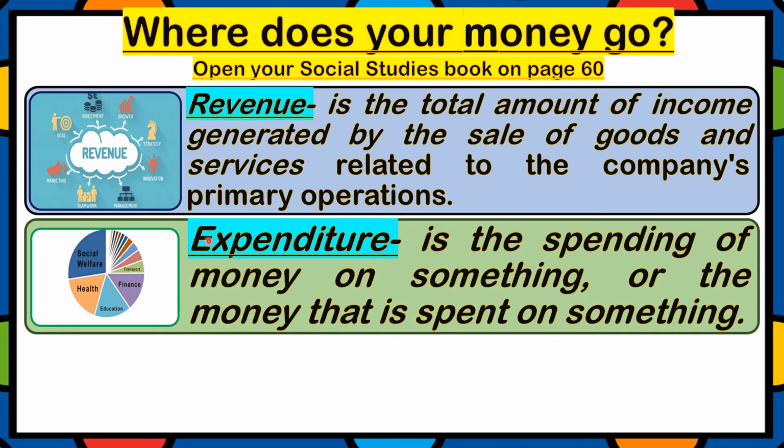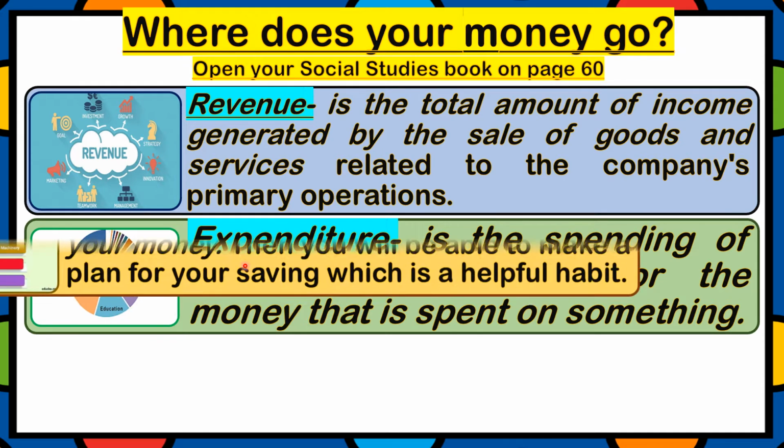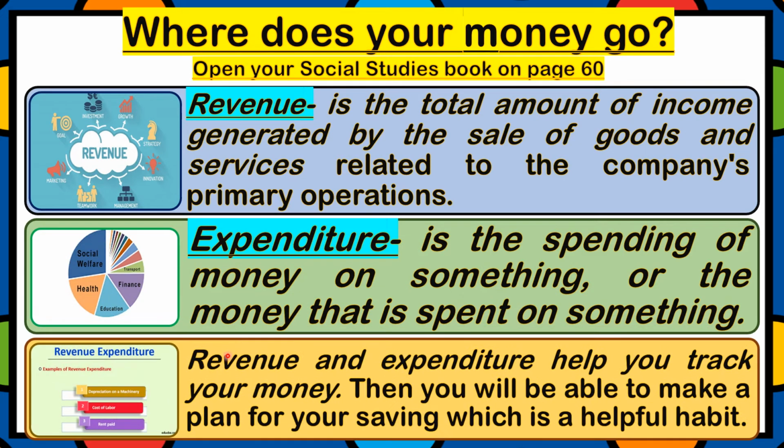Next, expenditure. It is the spending of money on something, for example your needs, your wants, or money that is spent on something. Revenue and expenditure help you track your money because, for example, before the end of the month, you already try to write all the things that you need to pay and all the things that you need to buy. Then you will be able to make a plan for your saving, which is a helpful habit.